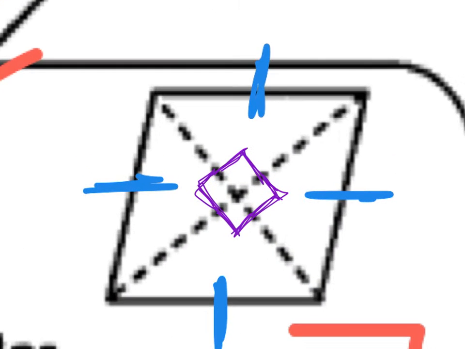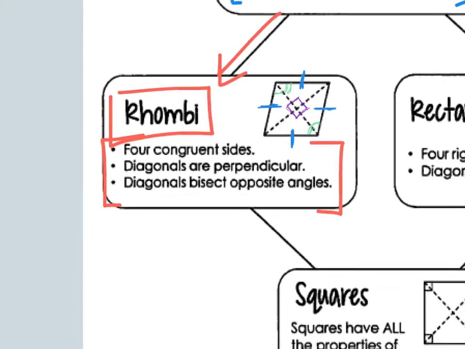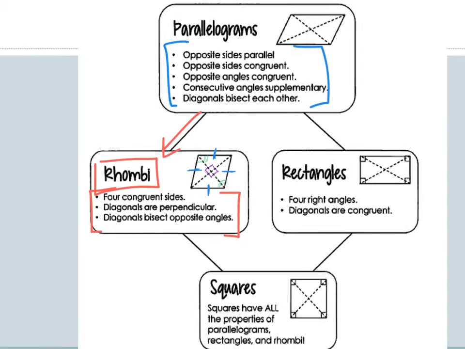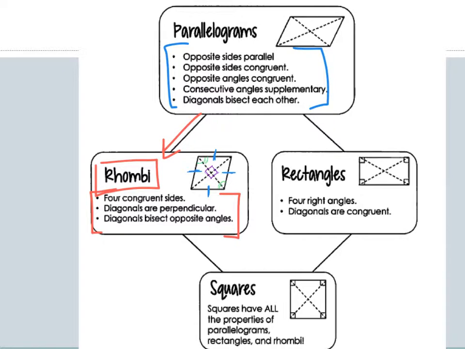So I'm going to zoom in again. This angle is congruent to this angle. This angle is going to be congruent to this angle. Okay, but they're bisected, so those angles are cut perfectly in half. Okay, so those are the rhombus, or rhombi, or as Megan likes to call them, rhombi.